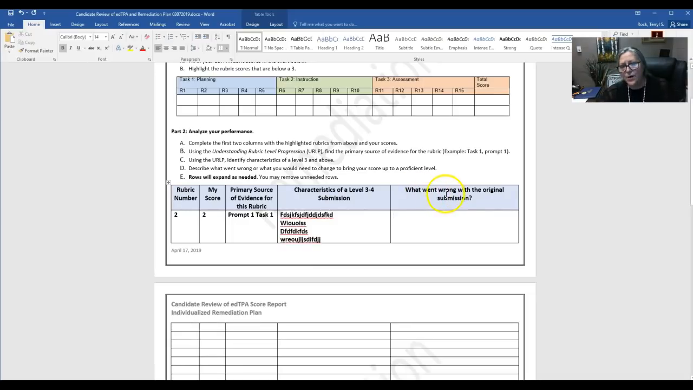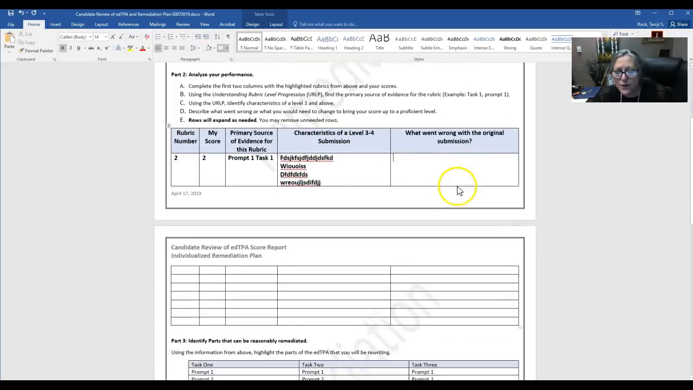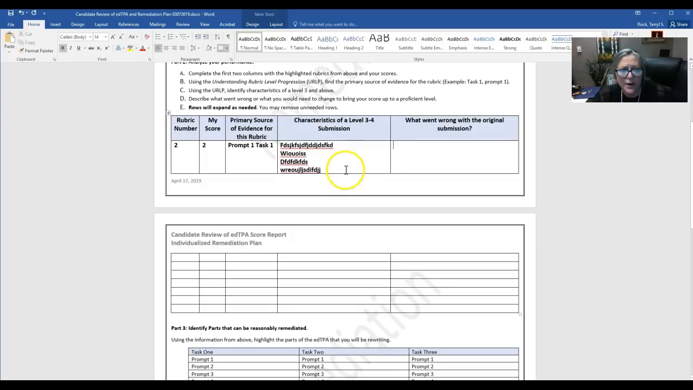So what went wrong with the original submission? What's wrong with your original, did you forget to give a certain type of feedback or what was missing, and that's where you reflect and put that here. So that's why these fill up. I'm going to go ahead and take that out so I don't forget it.